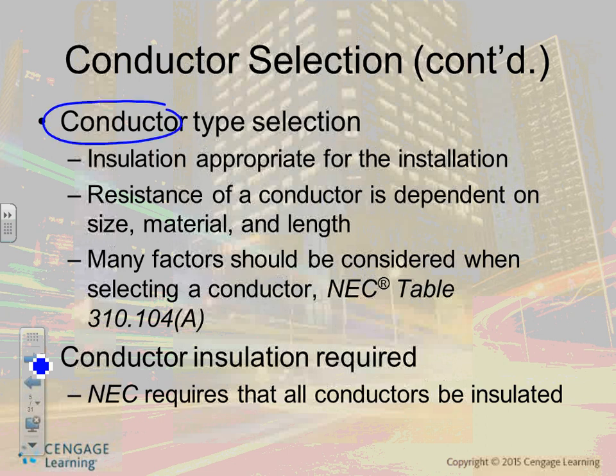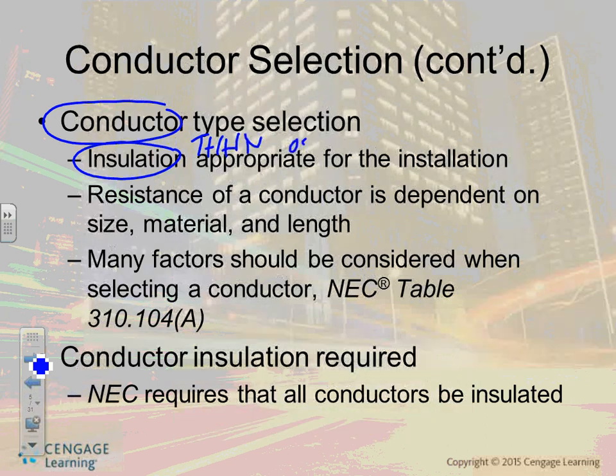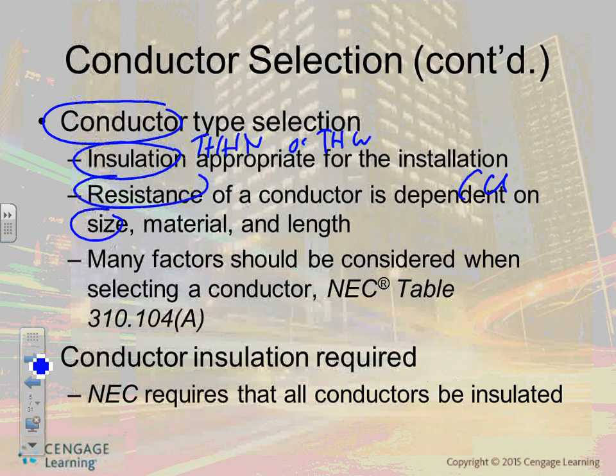The first thing you need to choose is the insulation: THHN or THW. The material, Cu, copper. And of course the resistance of the cable will depend on the size, the material, and the length. That's why we always use copper, because then I have no control over the length.